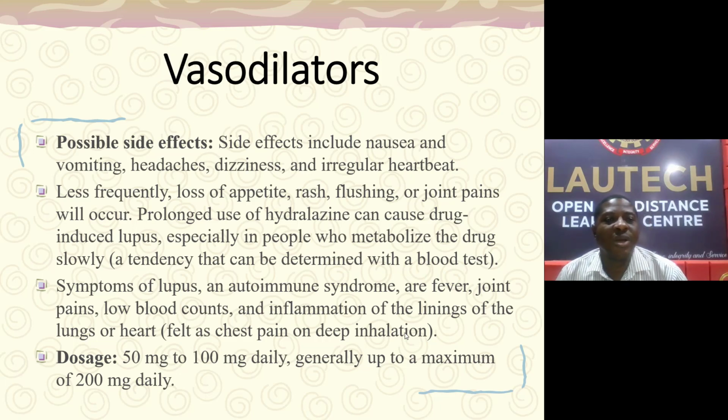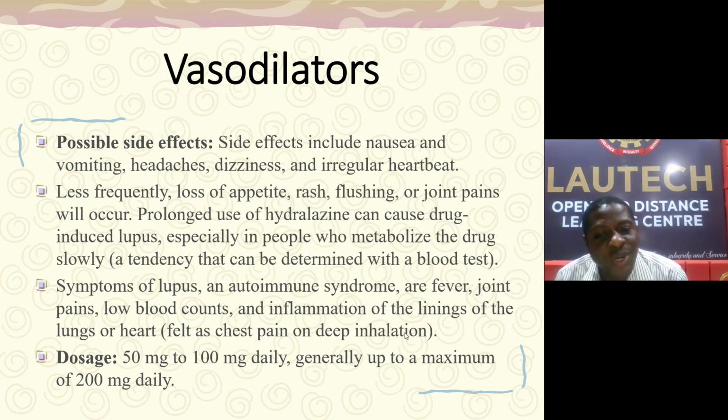So, the possible side effects. Side effects include nausea and vomiting, headache, dizziness, and irregular heartbeat. Less frequently, loss of appetite, rash, flushing, or joint pains will occur. Long use can cause drug-induced lupus, especially in people who metabolize the drug slowly, a tendency that can be determined with a blood test. Symptoms of lupus, an autoimmune syndrome, are fever, joint pain, low blood count, and inflammation of the lining of the lungs or heart, felt as chest pain on deep inhalation.